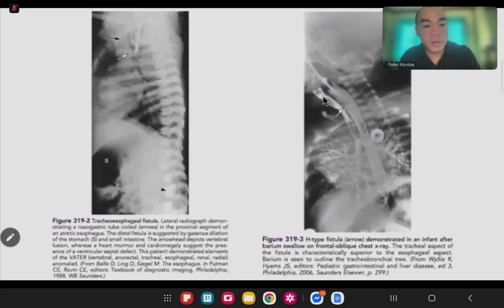So a barium swallow was performed on this patient, and you could see this is the trachea, and this is the esophagus. The barium, a small amount of barium, went through the trachea. So that suggests an H-type of fistula.